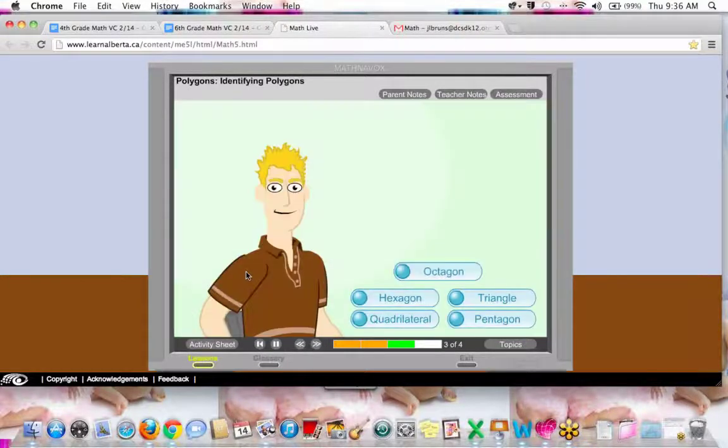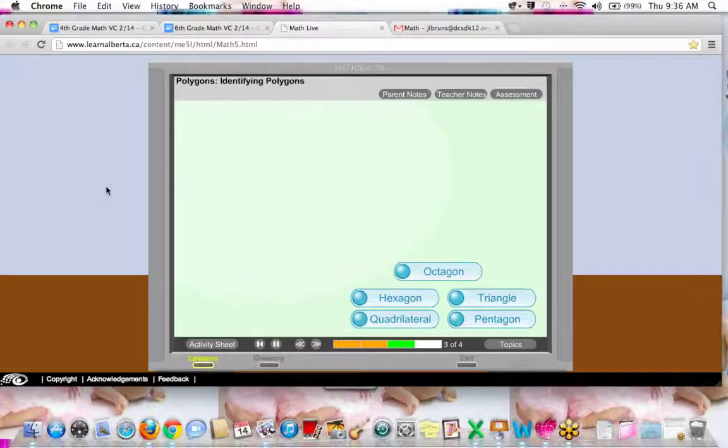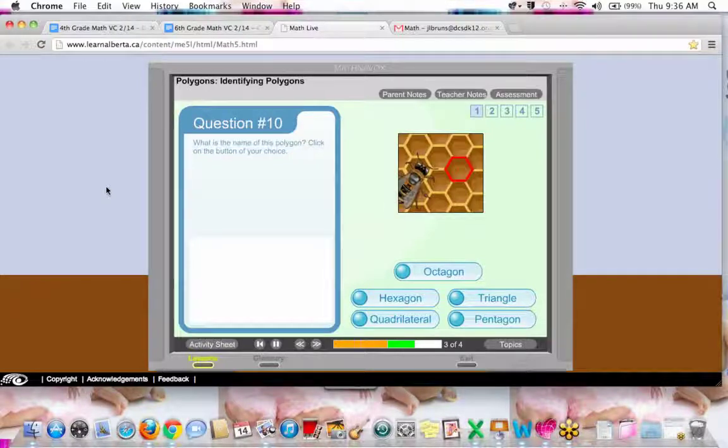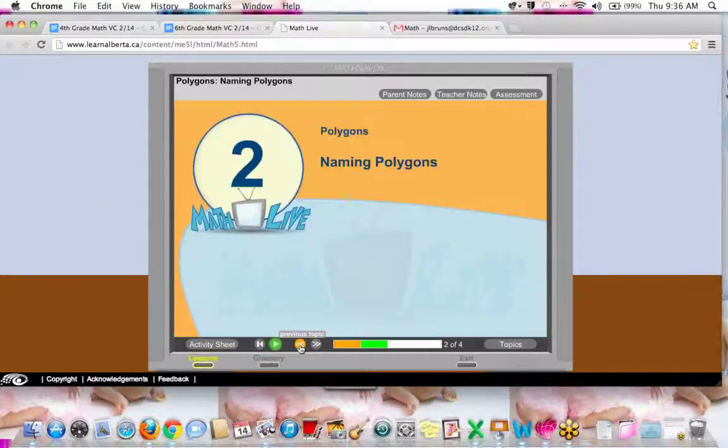All right. now that we know how they are named, let's identify a few polygons. What is the name of this polygon? Click on the Oh, button of your choice. sorry, we will have to back up because we missed that whole section.